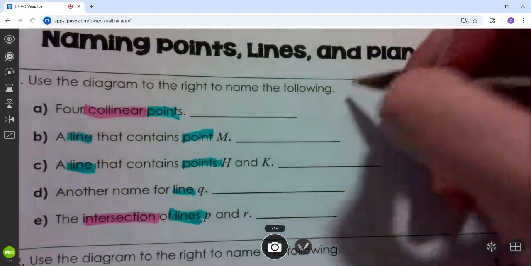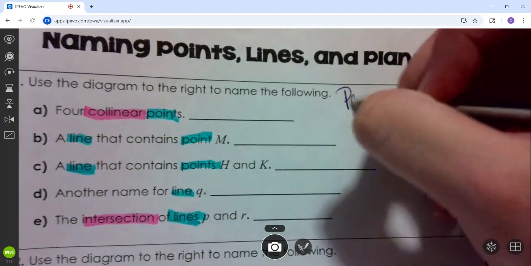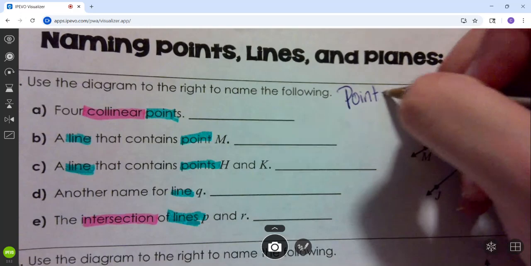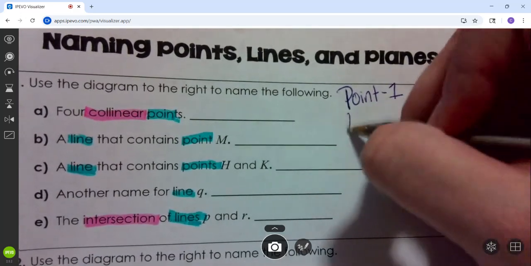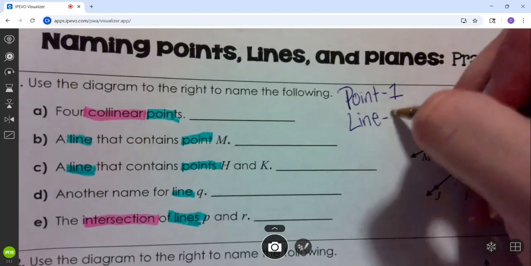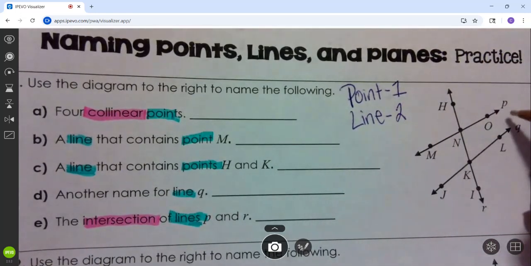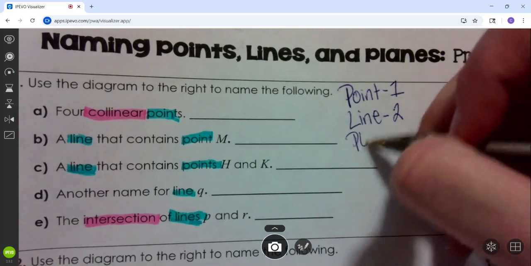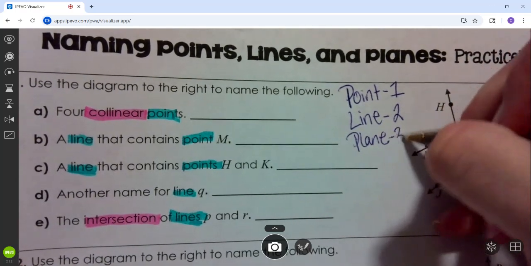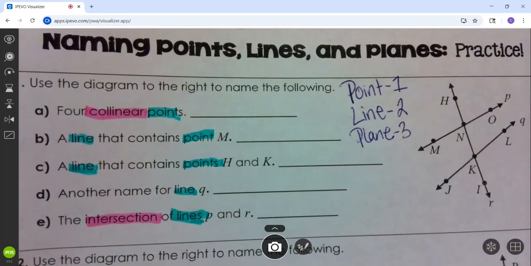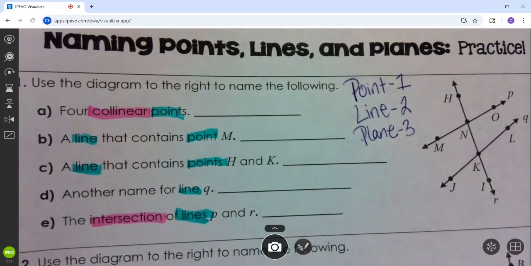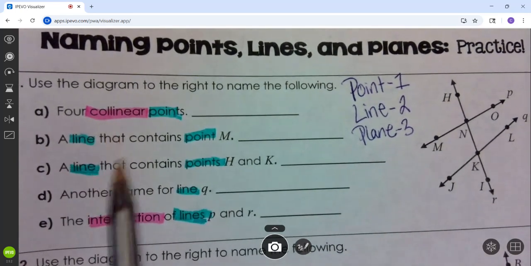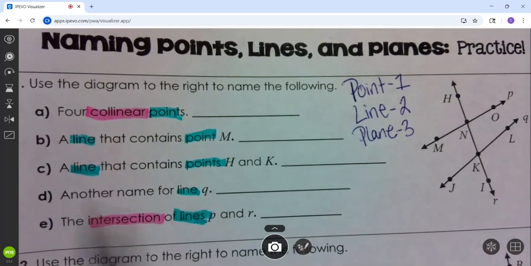Okay, so this is what I always like to write to help me remember. A point gets one capital letter. A line gets 2 capital letters or 1 lowercase, right? And a plane gets 3. Okay, so if you've taken the notes from before, this will be sounding familiar. You've heard me say it before. Okay, and here we go. I'm going to work out a few of these, just kind of give you an idea.